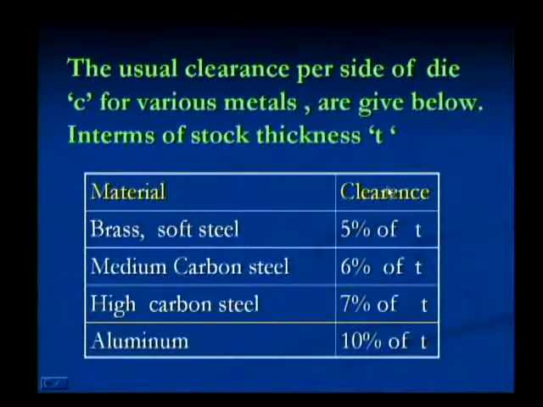So material clearance. For brass or soft steel, the clearance is 5% of T. For medium carbon steel, which is harder than this one, the clearance is 6% of T. High carbon steel, which is much harder than both these two, it is 7% of T. However, the exception is for aluminum, which is very soft. Even though it is soft, it is 10% of T.